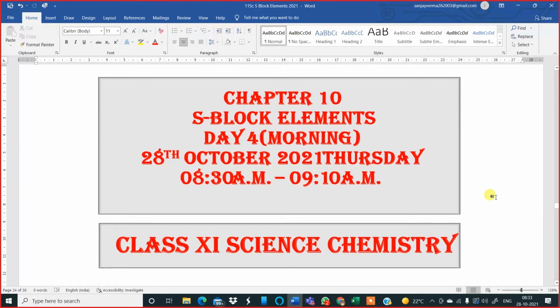We learned about the compounds of group 1 elements like sodium chloride, sodium hydroxide, sodium carbonate, sodium bicarbonate, sodium thiosulfate. Now today we'll be learning about the group 2 elements.